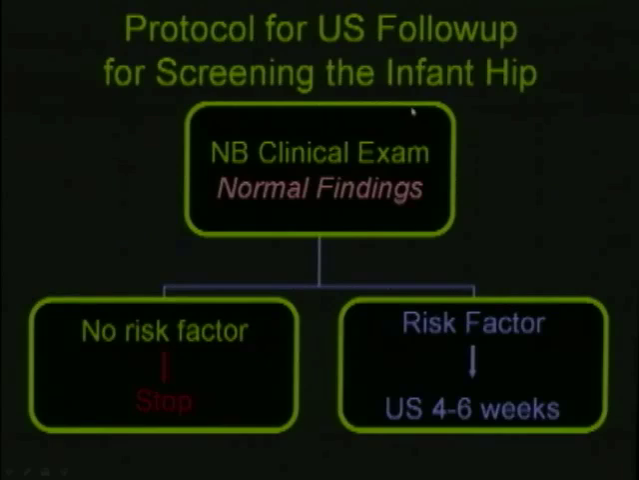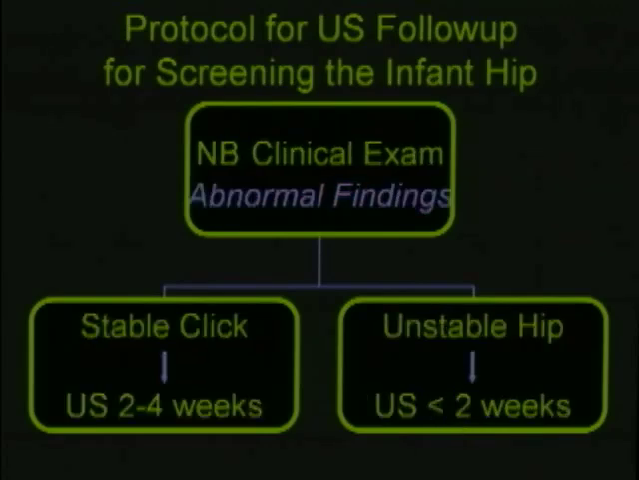So let's just go through this little algorithm for screening. If a baby has a normal clinical exam and there's no risk factor, there really is no need to do any imaging. If they have one of the risk factors that we talked about earlier on in the lecture, we'd preferably like to see them at about 4 to 6 weeks. On the other hand, if there's an abnormal clinical exam, if there is a stable click, the babies will be scanned usually at about 2 to 4 weeks. But if there's any sign of instability, we will scan the baby immediately after birth, and certainly less than 2 weeks.